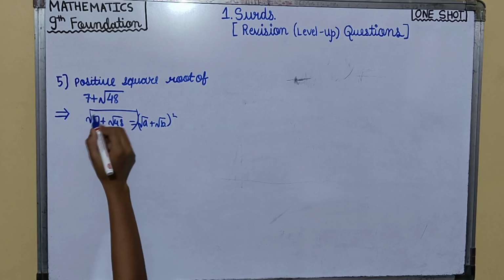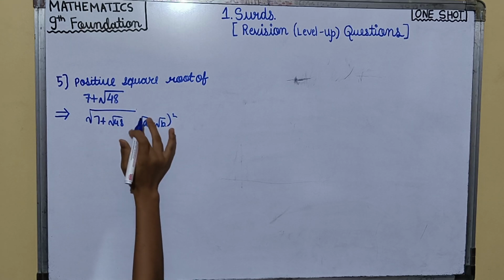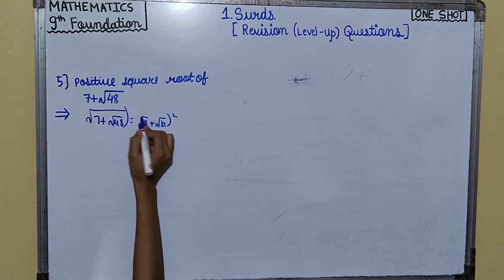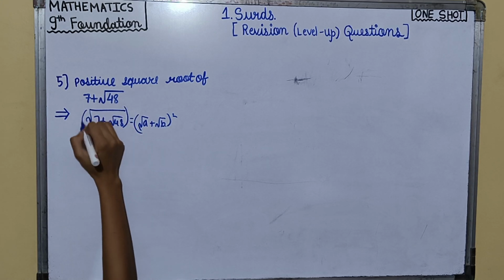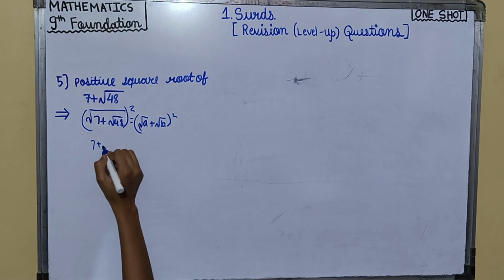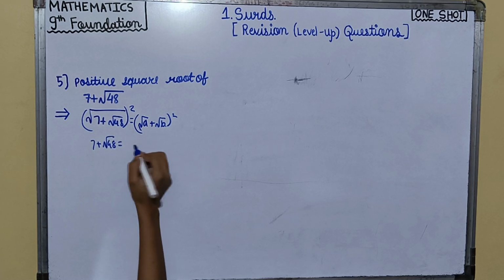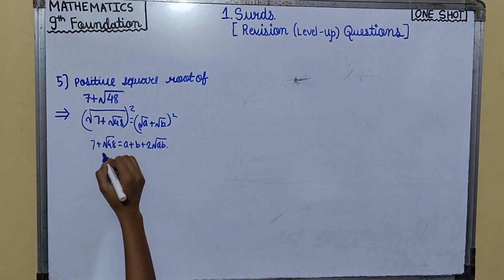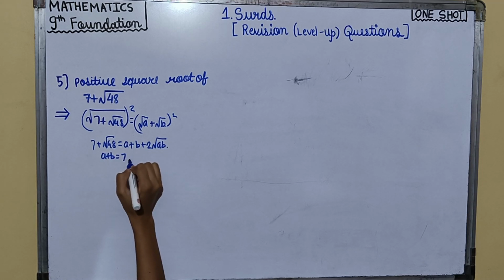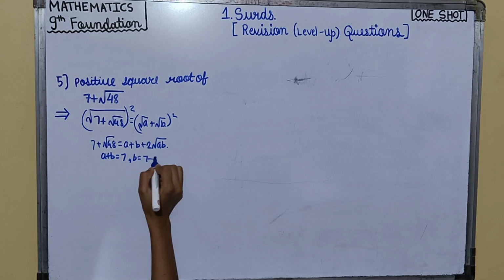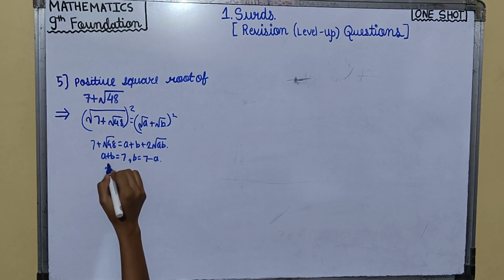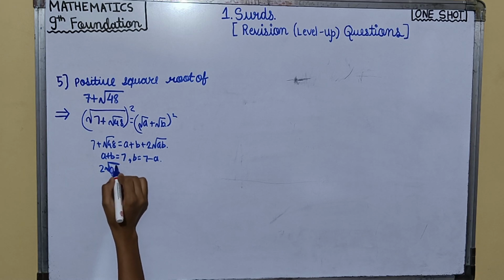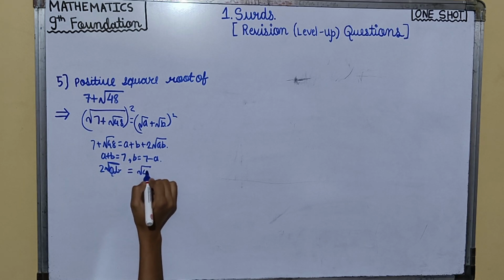Squaring both sides. I am writing in short, but you have to write that in detail, that is, square both sides and all. 7 plus root 48 would be equal to a plus b plus 2 root ab. a plus b would be equal to 7, so b would be equal to 7 minus a. 2 root ab should be equal to root 48.